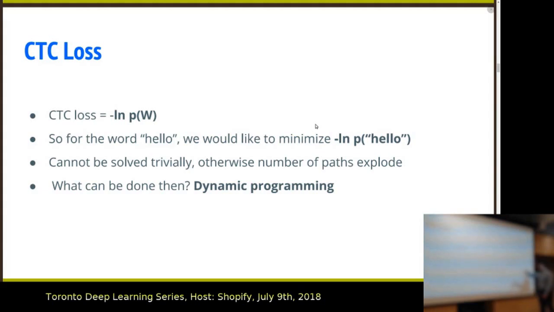So in CTC loss, we would like to minimize the log probability of the word. And so let's say for the word hello, we would like to minimize the negative log probability of hello. One thing to keep in mind is that we need this hello after applying our function. It's not something that we want to get immediately, it's something that we get after applying our function. And so as we saw, this cannot be solved trivially, otherwise the number of paths explode. And so the solution is basically dynamic programming.